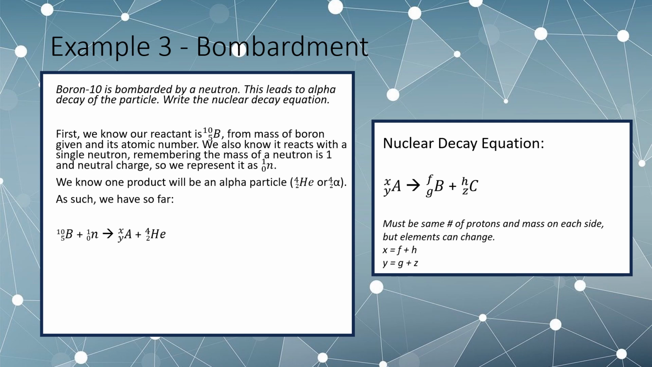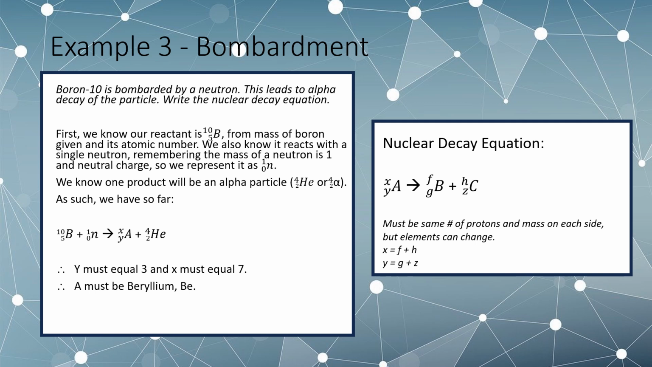And on the bottom, we have 5 plus 0, so our charge on the left-hand side, or our number of protons, is 5, and the charge on the right-hand side, or the number of protons, will also have to be 5. This means our y value must be 3, to give us 3 plus 2 equal to 5, and our x value must equal 7, to give us 7 plus 4 equal to 11. Given that our y value is 3, A must be beryllium, or Be.